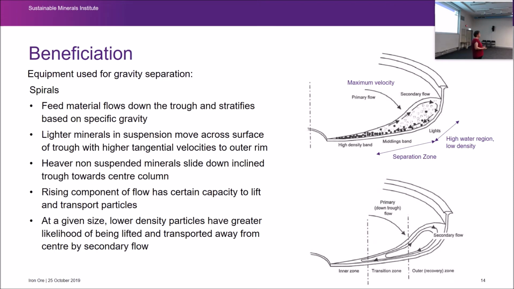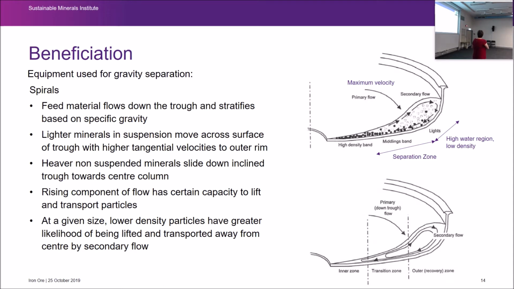So equipment usually used includes spirals. Who's been panning for gold recently? Because that's basically the principle you're looking at. Just slightly less manual labor these days. What it is, you feed material down a trough, and it stratifies based on specific gravity. Now your lighter minerals in suspension move across the surface of the trough with higher tangential velocities to the outer rim, and your heavier non-suspended particles slide down the incline towards the center of the column.